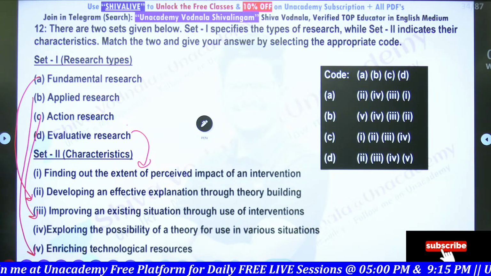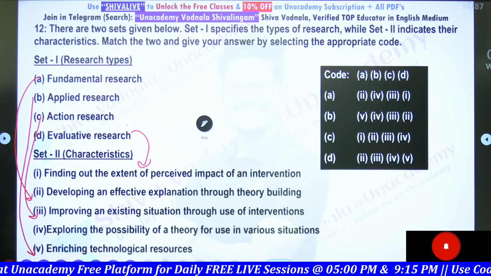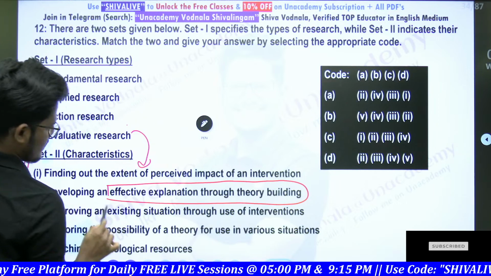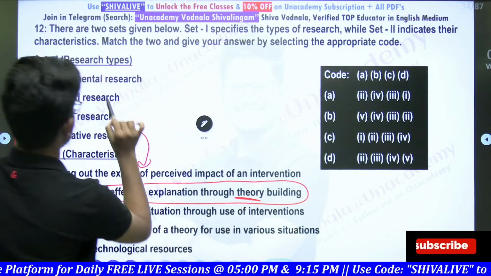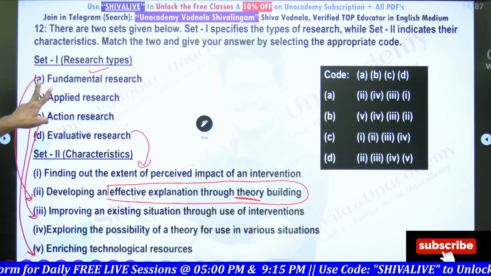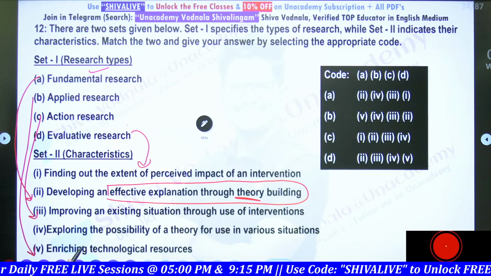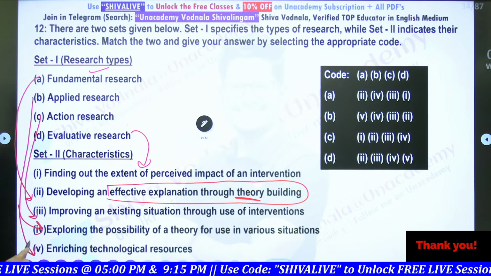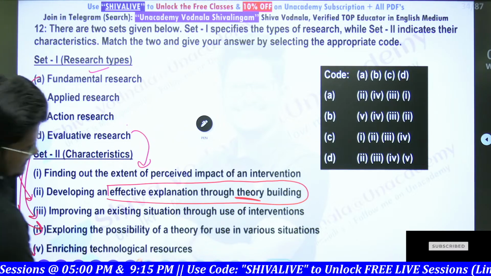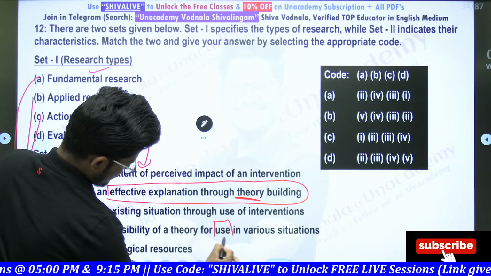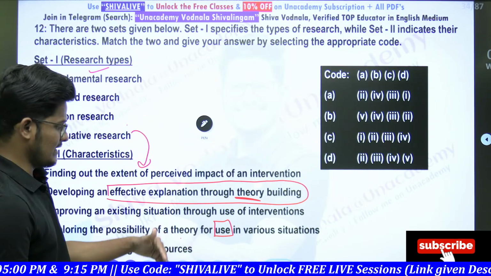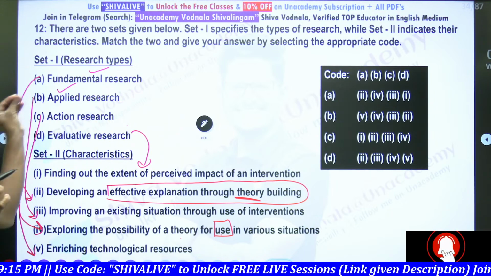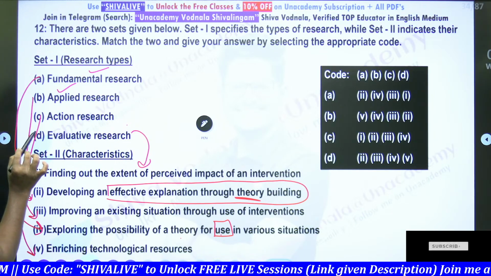Fundamental research is given as developing an effective explanation through theory building. Theory is a keyword for fundamental, right? Applied research is given as 4th, sorry, not 5. Exploring a possibility of a theory use. Use is more important because when you are implementing or using a theory, that becomes applied research. Practically using a theory in practice is called applied research.